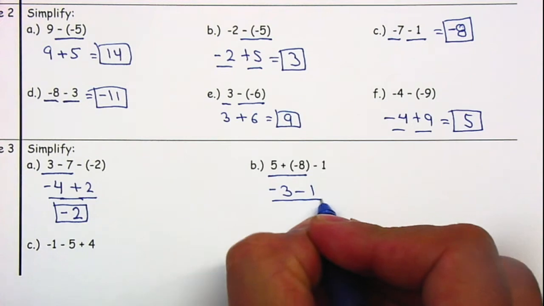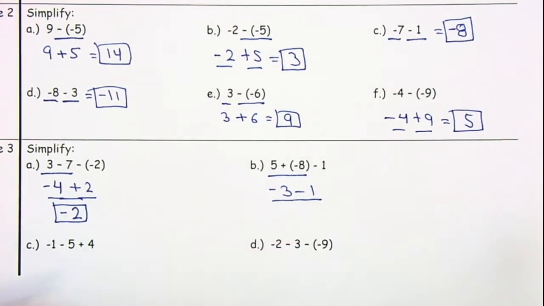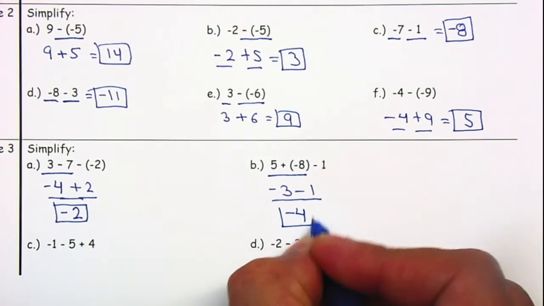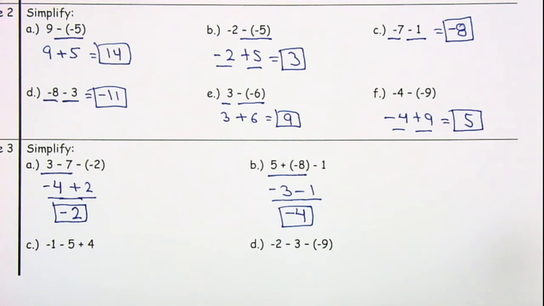We have a negative 3 and a negative 1, same sign. Remember, that negative belongs to the 1. So I'm going to add. I'm going to keep the sign of the bigger number, so I say negative. Try letter C and D, see what you get, and we can compare answers. Go and pause it.